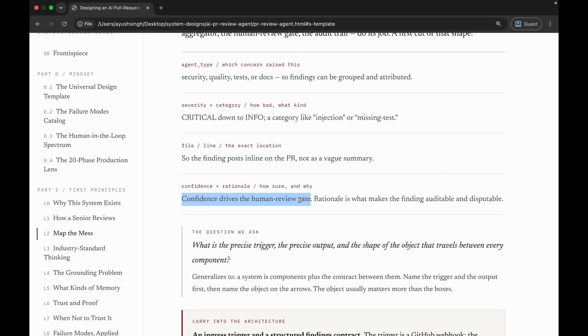But what happens if the confidence is wrong itself? It says 90% confident, let's post it, but suddenly we find out it's not good, so it should have gone to a human. So we should have the rationale, which explains the reasoning behind it, so that when we review why it went wrong, we can find out exactly what happened. This makes the finding auditable, disputable, and traceable. What was the reasoning that was wrong?